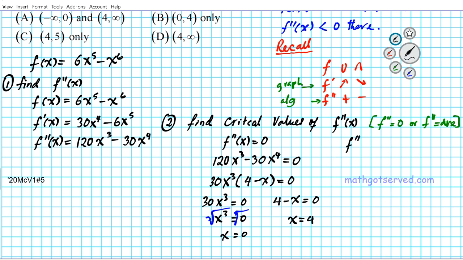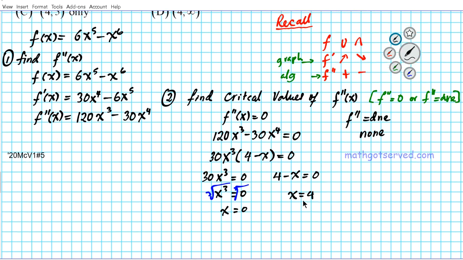Where is the second derivative non-existent? This is a polynomial function, so it's smooth and continuous, okay? The denominator is 1. So you're looking for where 1 is equal to 0. It's never. So this function is defined on the entire real number line, so we don't have to bother looking for where it does not exist. We just look for where it is equal to 0. Okay, we have our critical values.